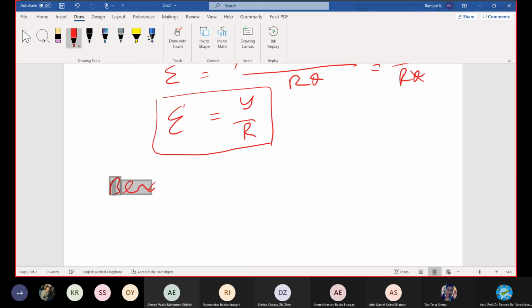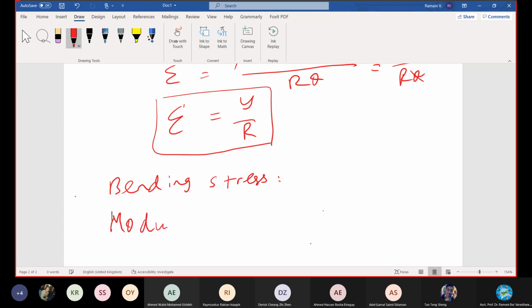Bending stress. Let's find out the bending stress. What is the formula for bending stress and strain? We got strain, we want stress. Can we relate them by the modulus of elasticity?